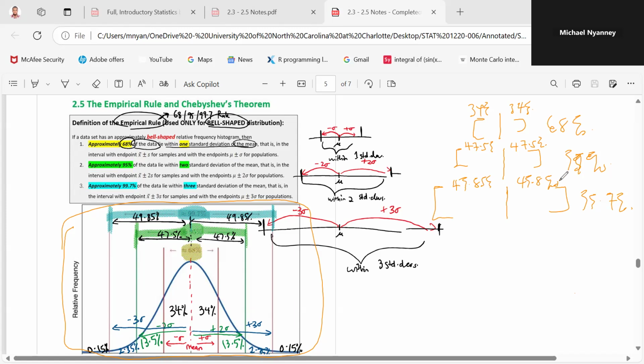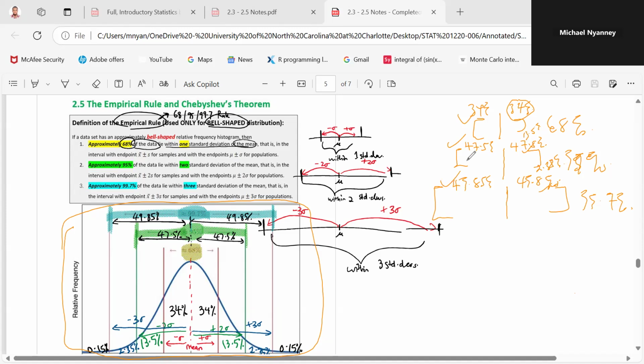But note that at each interval, within these parts, we've added some proportion to get to 47.5%. And the percentage added is 13.5%. So if you add 13.5 here, you're going to get this number. If you add 2.35 here, then you're going to get this. The same thing applies here, here, and so on. So that is the meaning of the diagram that you are seeing.